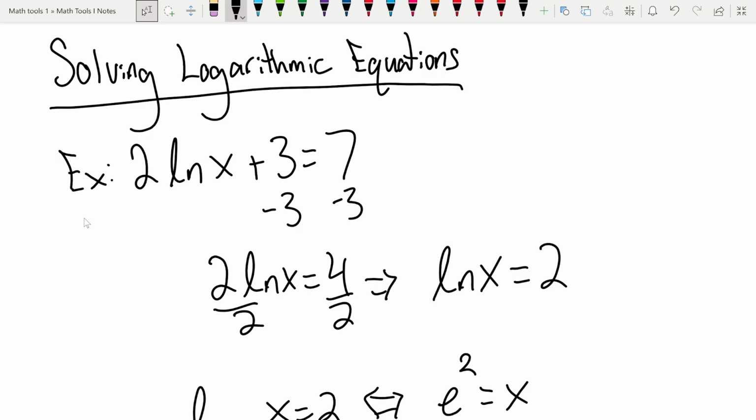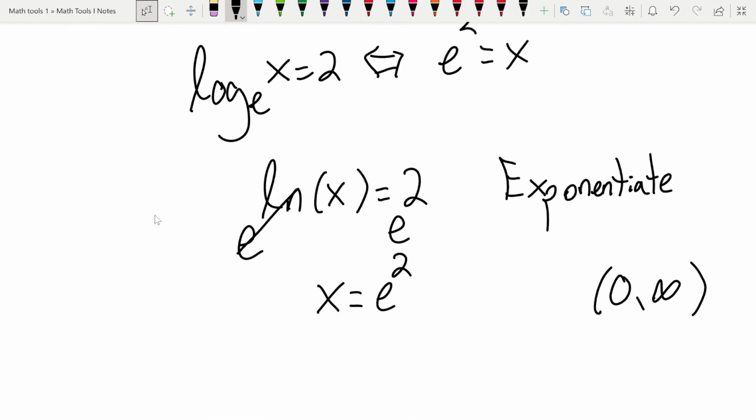So here we got e squared. E squared is a positive number. It's like 6 point something, I think. So we can definitely plug that into natural log, no problem.